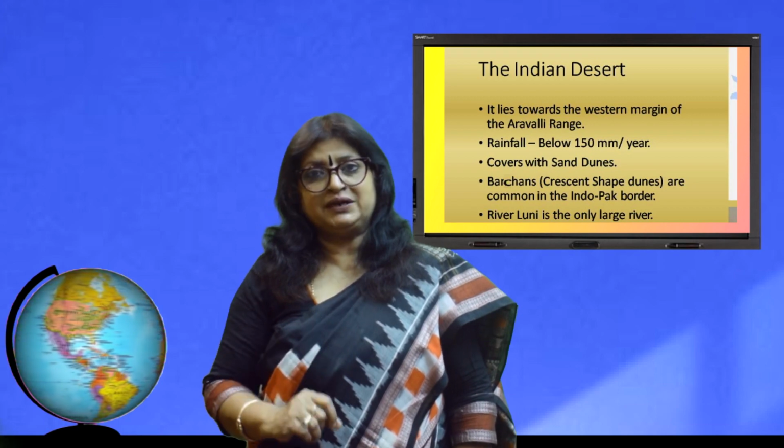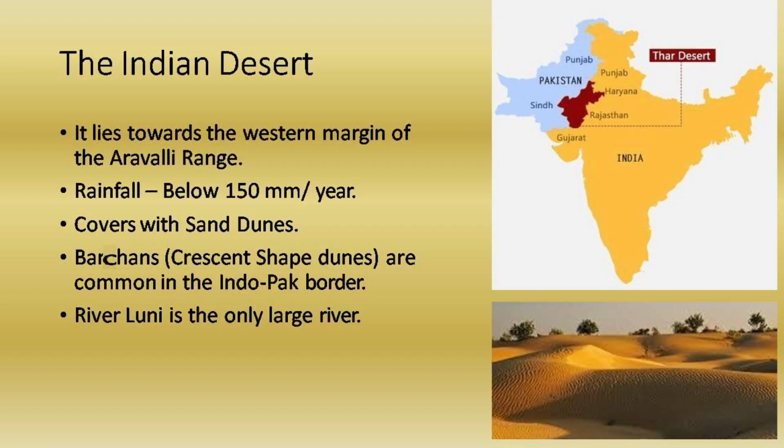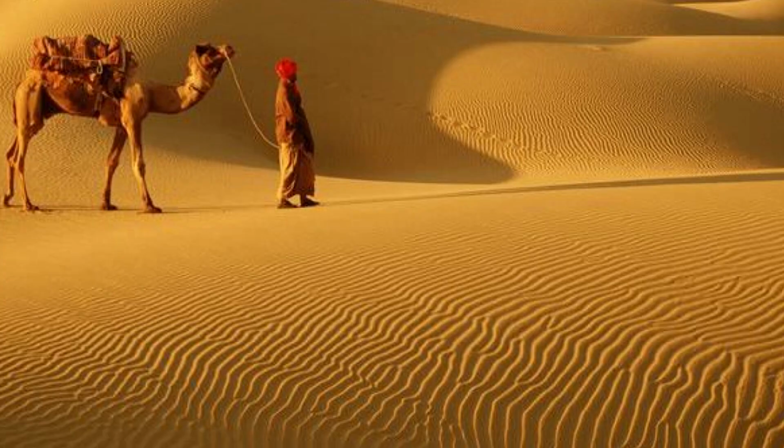Coming to the next one, it is the Indian desert, and the name of the desert is the Thar desert. It lies towards the western margin of the Aravalli range, right? And it is situated in the state of Rajasthan. Can anyone tell me what a desert is? A desert is a dry and sandy land. A desert gets very scanty rainfall. So let's talk about our Indian desert, the Thar desert, which lies in Rajasthan.